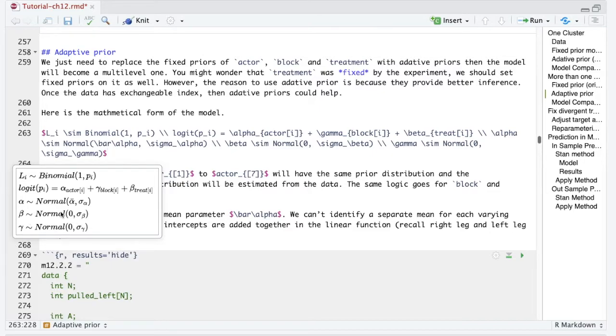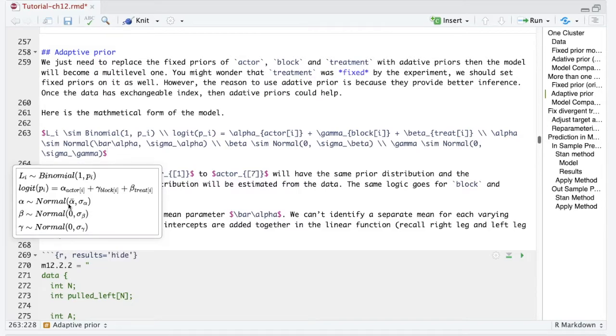So the only thing changed is the prior here. Now you can see that there are no fixed values in the prior distributions. I just insert some hyperparameters which will be estimated, and you can notice that alpha will be drawn from one prior distribution, beta will be drawn from one prior distribution, and gamma will have one prior distribution. So information will only be shared through these sigma values, respectively to each of these 3 parameters. Information would not be shared across different parameters.